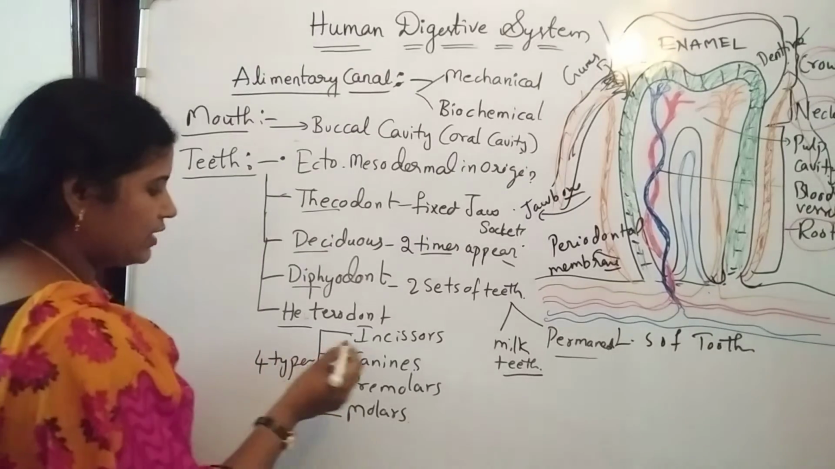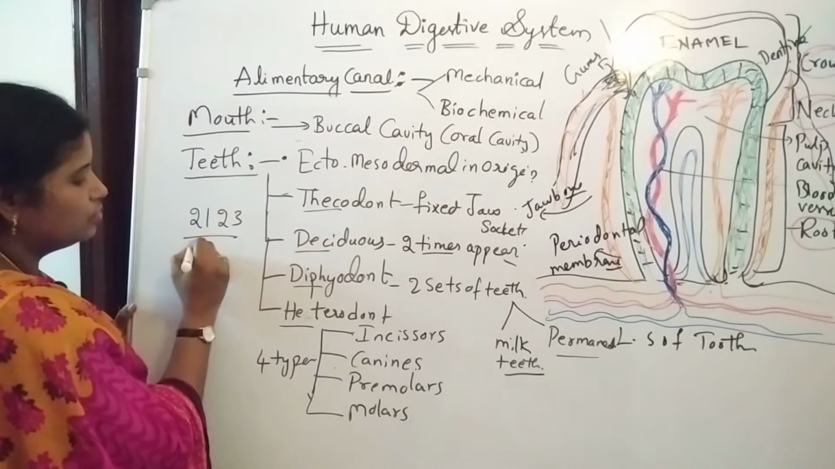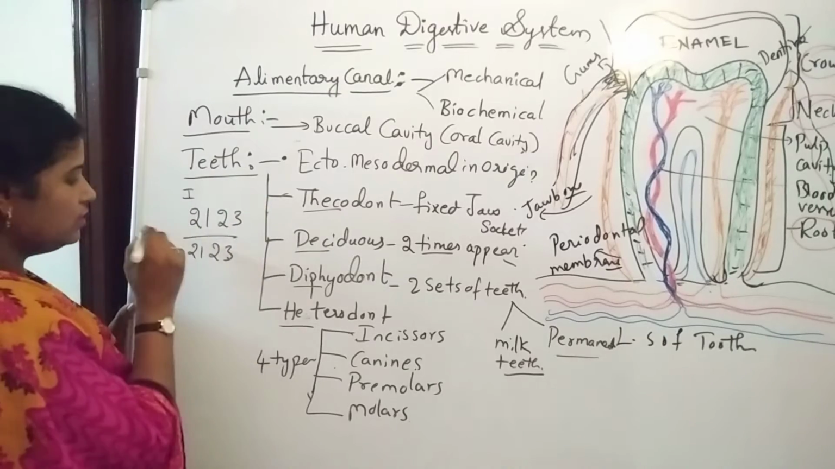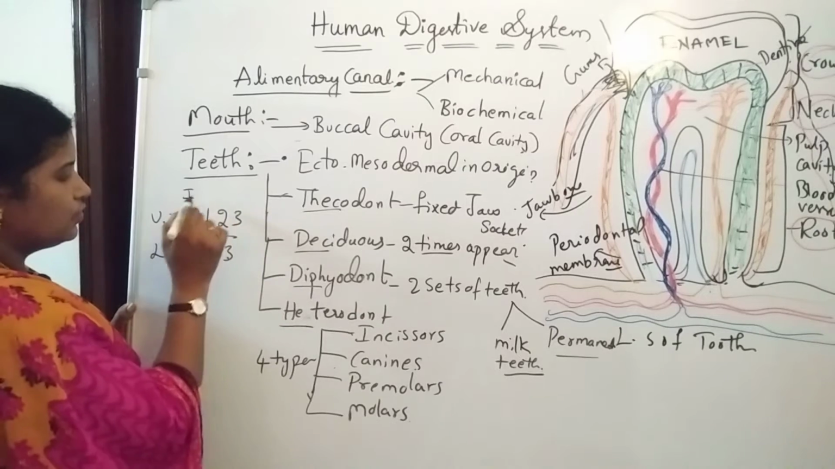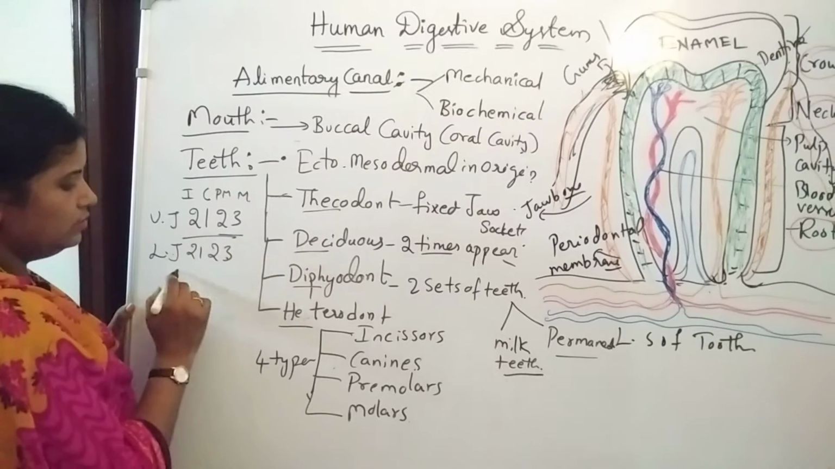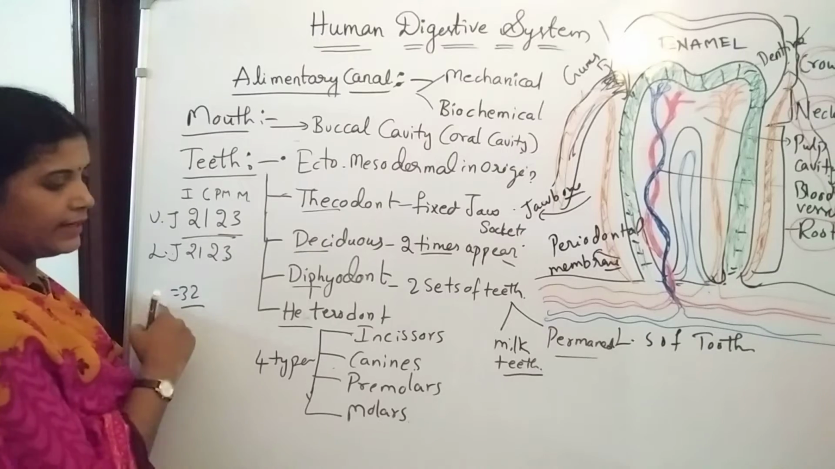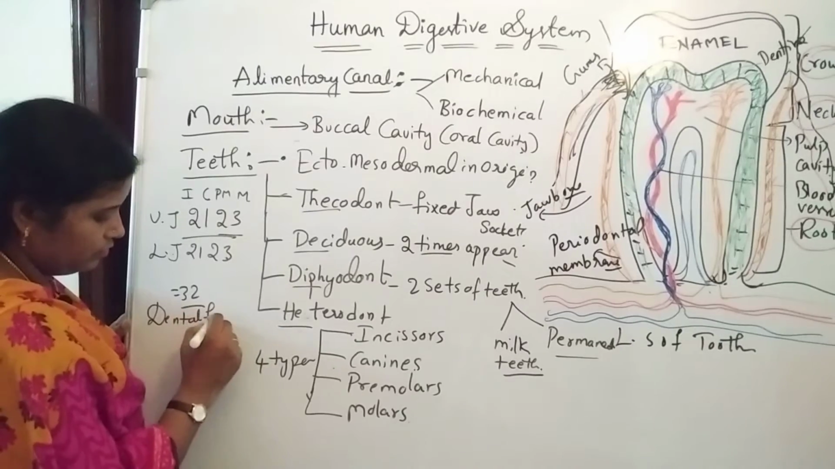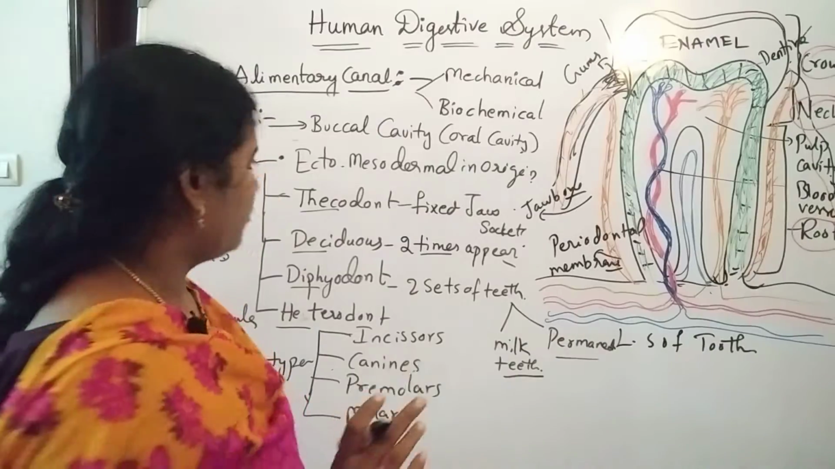So what is the dental formula of human beings? It will be 2123 by 2123, which means incisors 2 pairs on the upper jaw, and the same on the lower jaw. Upper jaw and lower jaw, with incisors, canines, premolars and molars, so about 32 teeth. So this is the dental formula of human beings. Clear? So these are the basic points about teeth.